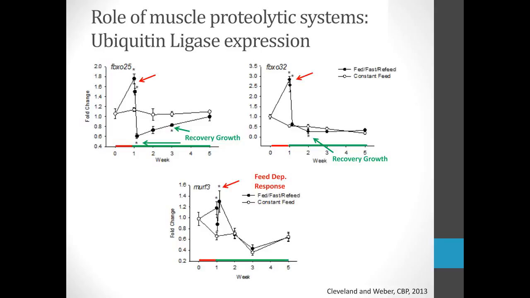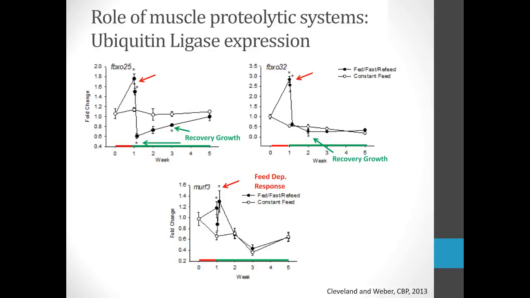3 of those ubiquitin ligases I'm showing in this slide. 2 of them, FBOX25 and FBOX32, which are on the top 2 graphs, appear to have a role in the different growth trajectories, including feed deprivation and recovery growth. Expression increases after 1 week of feed deprivation, and that's characterized by these red arrows. You can see increases in expression compared to baseline during the 1 week of feed deprivation.